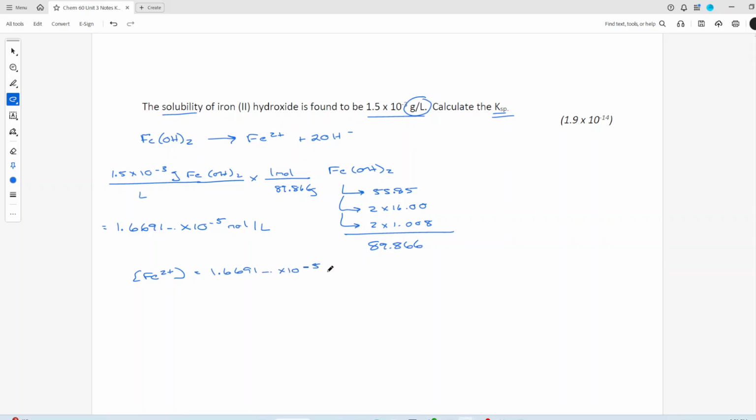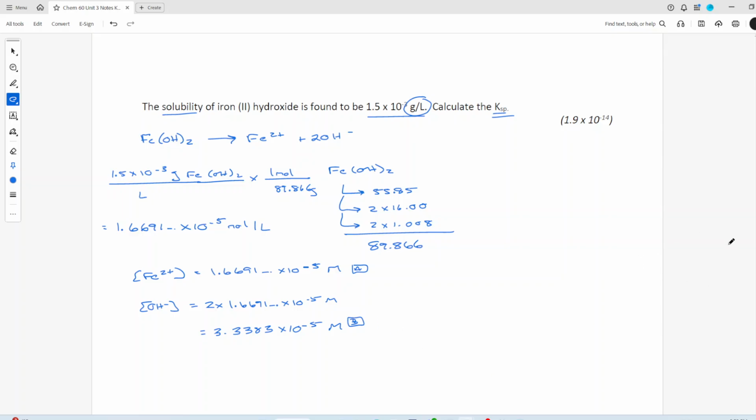And it would be a good idea to save this maybe as A. So I'm going to store as A. And then I'm going to take that same concentration and multiply it by 2. So the concentration of hydroxide is going to be 2 times that 1.6691, which gives me 3.3383 times 10 to the negative 5. And I'm going to store that as B so that I don't have to type these things in again. And I'm keeping them as exact as I can.